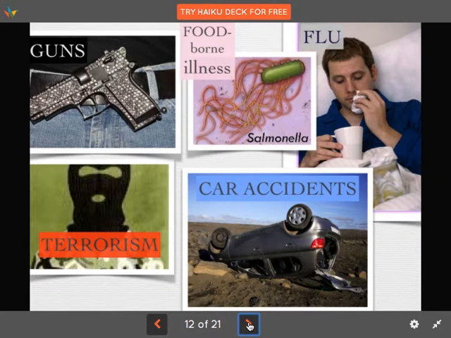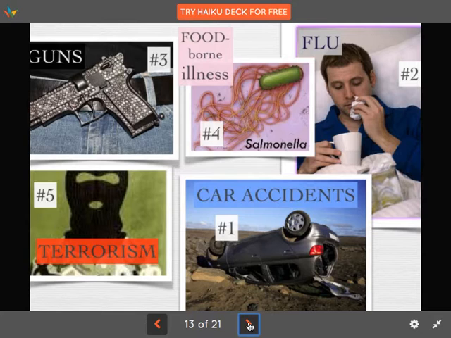All right, so make a guess. What do you think is the number 1 USA killer out of all these choices? Is it guns, foodborne illnesses like salmonella, the flu, terrorism, car accidents? Which do you think is more deadly? If you said car accidents, you're right out of these choices. Now, if we had lung cancer here, that would have been number 1. But out of these choices, car accidents.